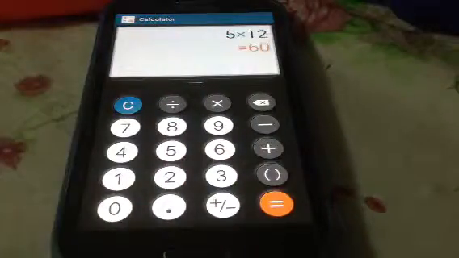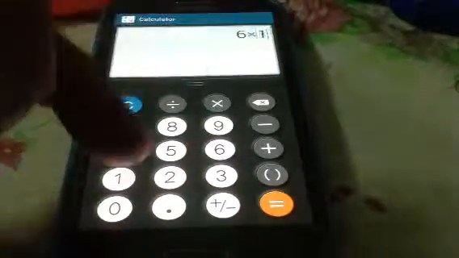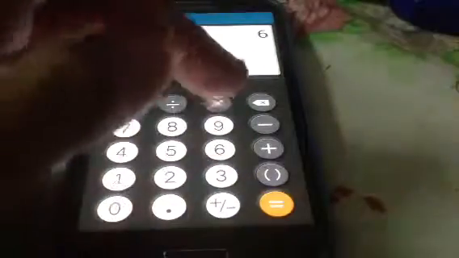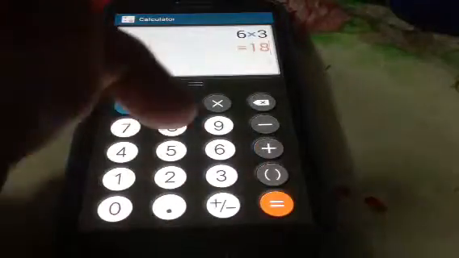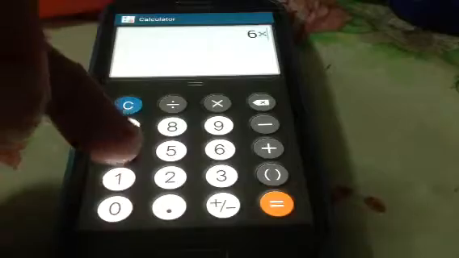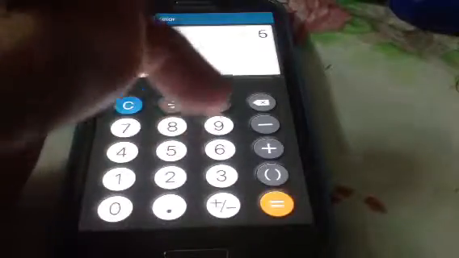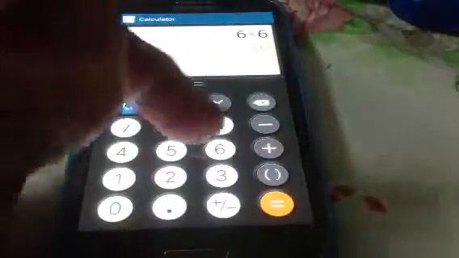Okay, let's go to 6 times table. 6 times 1 is 6. 6 times 2 is 12. 6 times 3 is 18. 6 times 4 is 24. 6 times 5 is 30. 6 times 6 is 36. 6 times 7 is 42.